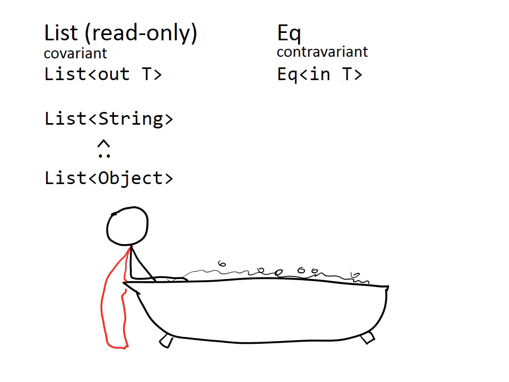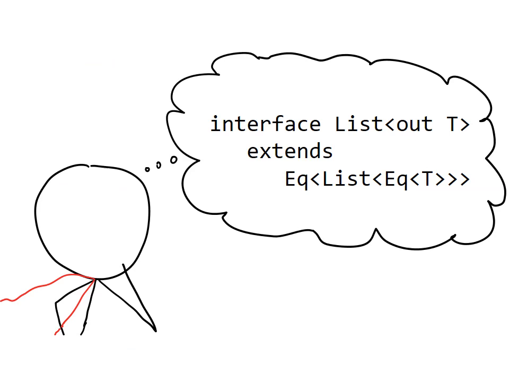And the keyword here is in because conceptually EQ only takes T values in. Now, the direction of subtyping here is somewhat reversed because if you have something that is equatable with arbitrary objects, it is also equatable with strings. At this point, our researcher had an idea. What if, he thought, we defined lists of Ts to be equatable with lists of things that are equatable with Ts? Let's see how this works.